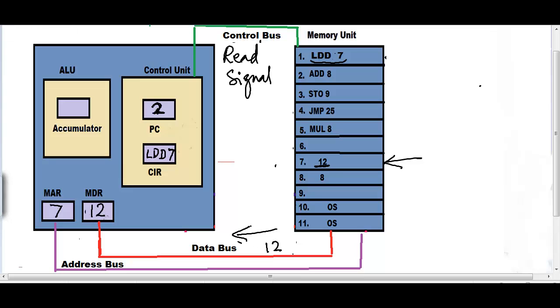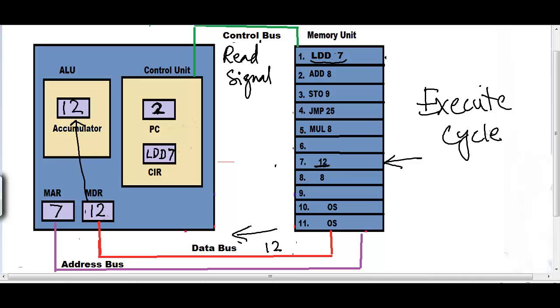Now when the next clock cycle comes, the value from the MDR is copied into the accumulator. So the accumulator is now loaded with this value 12. At this point in time, the execute cycle is complete. The instruction LDD 7 has been executed.